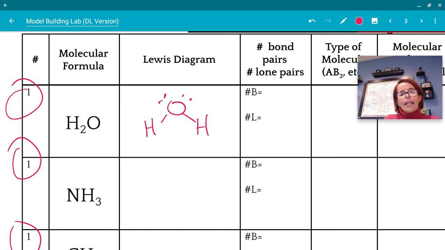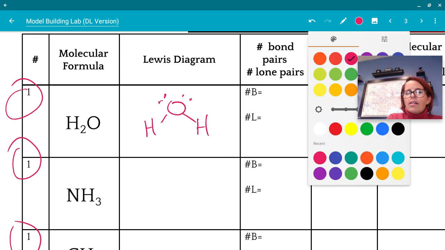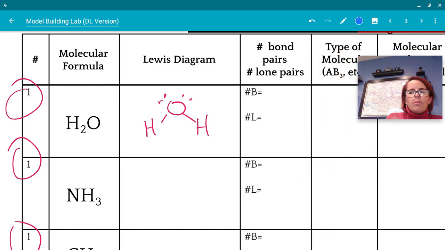Now in the next column, it asks for the number of bonded pairs. Well, we have a pair. Let's see if I can change colors here. What's a good color? Let's try blue. So we have a bonded pair right here, and we have a bonded pair right here. So we say the number of bonded pairs is 2, and then the L stands for the number of lone pairs. That's 1 pair there and 1 pair there. So we have 2 lone pairs.